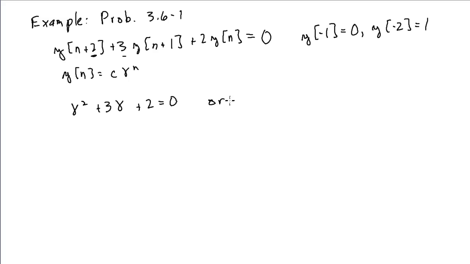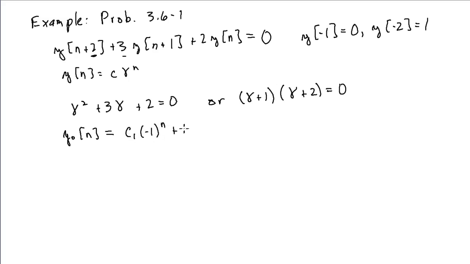This one is simple enough that I can factor it quite easily. In this case, it has two roots. They're both negative roots: gamma is equal to minus 1, and gamma is equal to minus 2. And so the general form of my zero input solution would be C1 times minus 1 to the n plus C2 times minus 2 to the n.